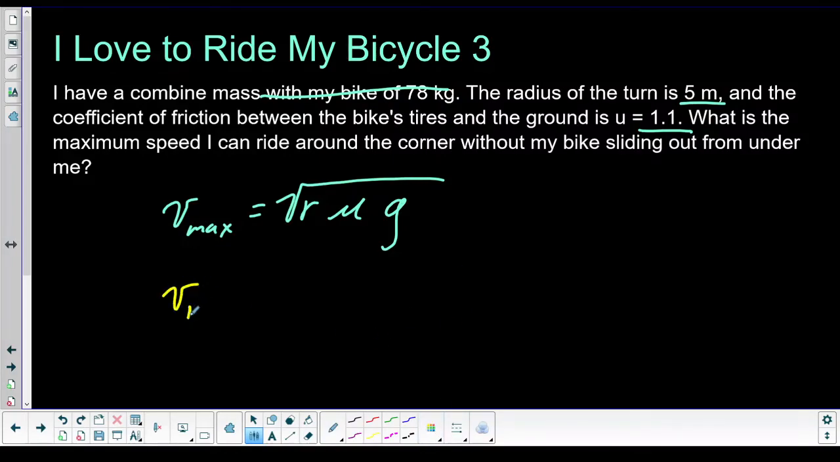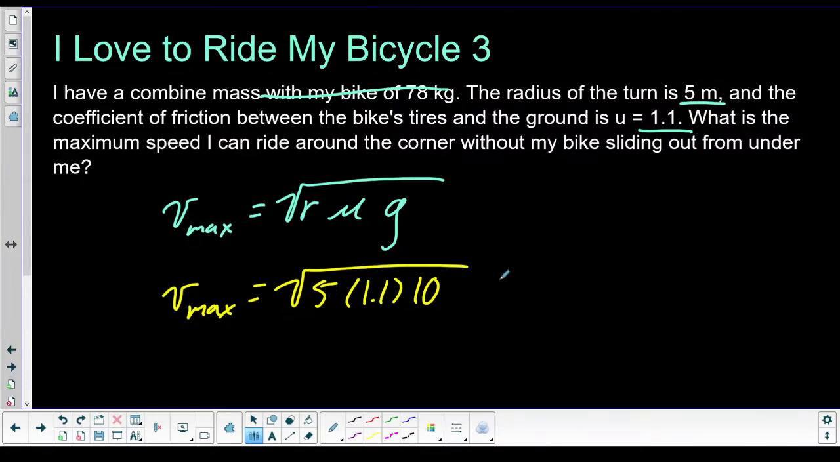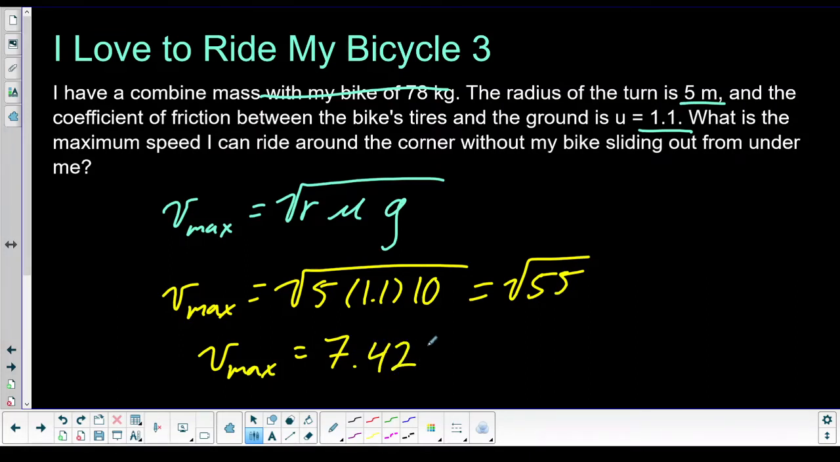So our max velocity equals the square root of the radius of 5, coefficient of 1.1, and then G is 10. So 10 times 1.1 is 11, times 5 is 55. So square root of 55. And then we'll put that into our calculator, and it's going to be a little over 7, I think. Yeah. So our maximum velocity is 7.42. I'm rounding up a little bit here, meters per second.